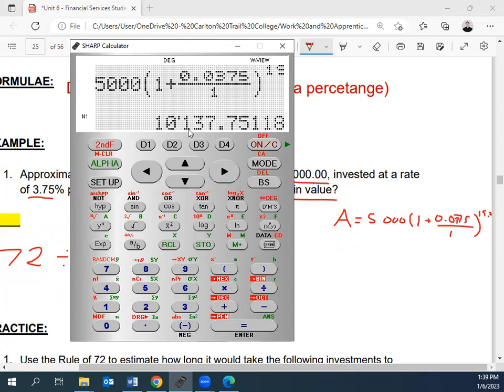It's not exact. There's an extra $137 there, but that's not the point of it. It's just a brief estimate. That's it. So that's what the rule of 72 is. It's a way to figure out how long it's going to take something to double.